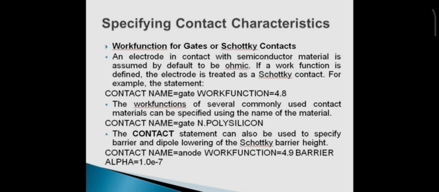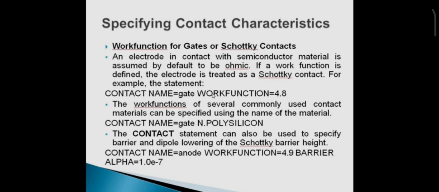In this slide, we will talk about how to define a contact. Work function for gate or Schottky contact. An electrode in contact with the semiconductor material is assumed to be ohmic by default if the work function is not defined. If a work function is defined, the electrode is treated as a Schottky contact. For example, the statement: contact name gate work function 4.8. The contact statement is used to specify the metal work function of one or more electrodes. The name parameter is used to define to which electrode the work function is applied. The work function parameter sets the work function of the electrode.